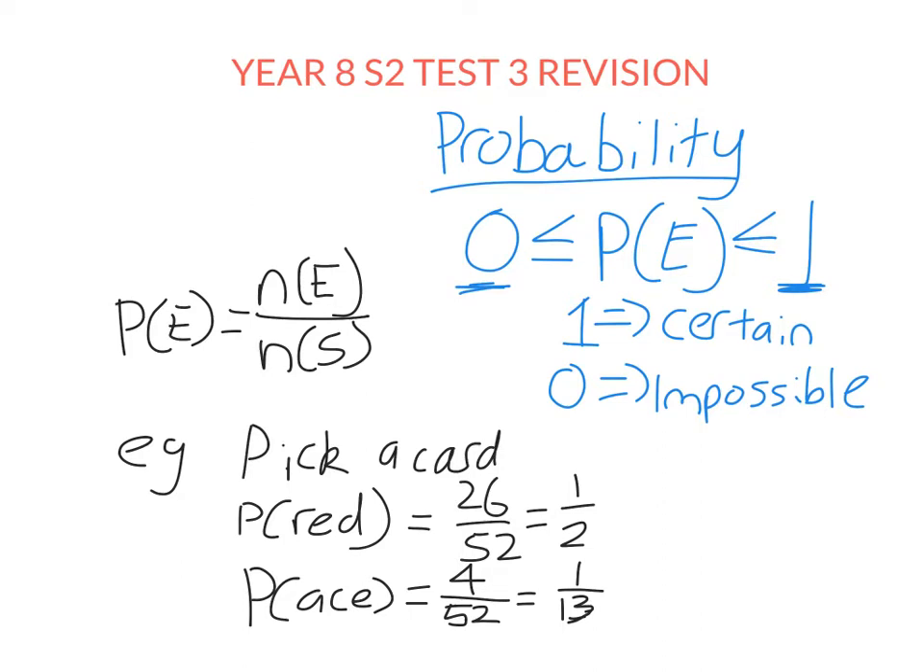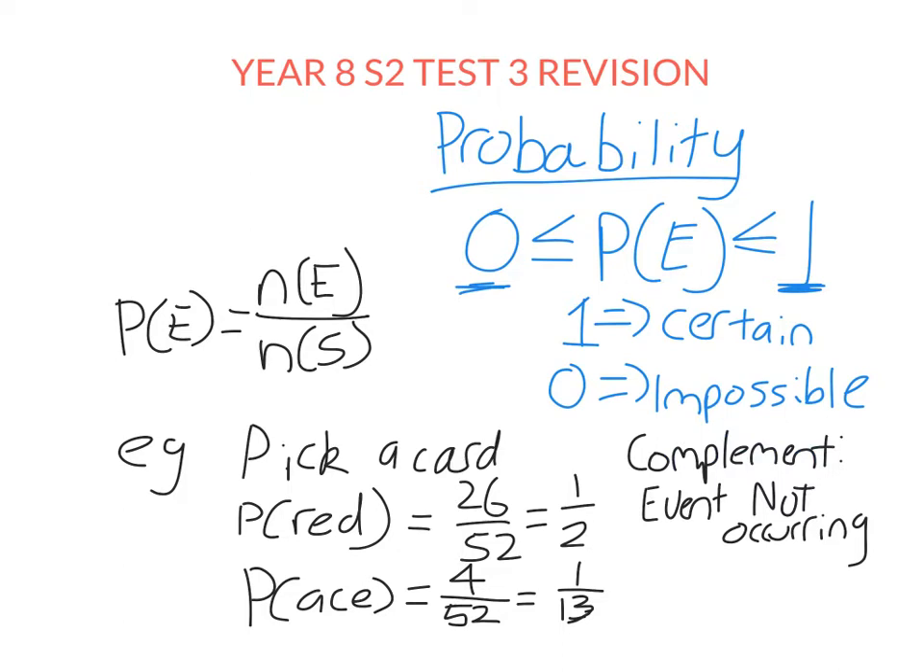Remember, we also talked about complements. The complement of an event is just that event not happening. For example, if the event is that I pick a red card out of a deck, the complement is that I pick a card that's not red, i.e. I pick a black card. If the event is that I pick an ace, the complement of that event is that I pick a card that's not an ace.